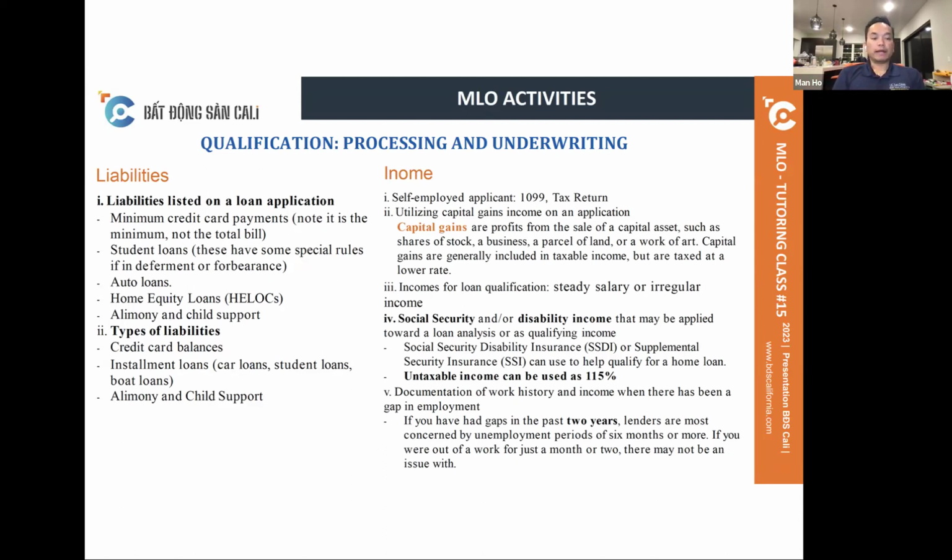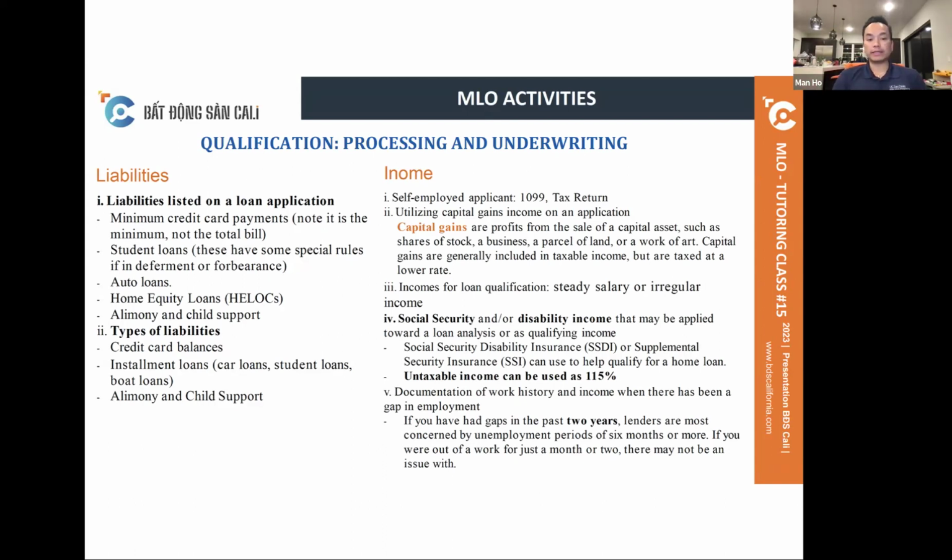Alimony and child support, right? Those are liabilities. Okay, the types of liability include what? Credit card balances, installment loans, which are car loans, student loans, and boat loans. If you have a boat, you have a loan. And alimony and child support. Those are the types of liability.